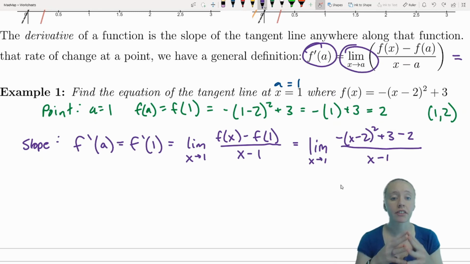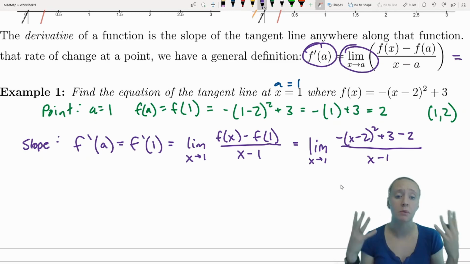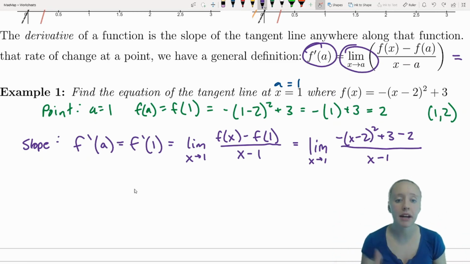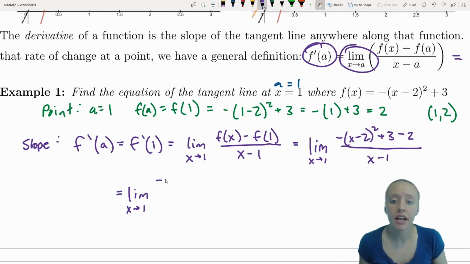So in order to calculate this limit, we're going to try to get that denominator to cancel out. Let's use those limit methods that we used previously. And the way to start is by simplifying. So I'm going to have the limit as x approaches 1 of negative (x minus 2) squared.